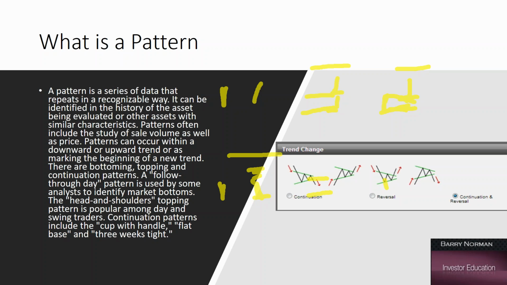Patterns can occur within a downward or an upward trend or as marking the beginning of a new trend. There are bottoming and topping and continuation patterns. The follow-through day pattern is used by some analysts to identify market bottoms. The head and shoulders topping pattern is popular among day and swing traders. Continuation patterns include the cup with handle, the flat base, and the 3-week type.